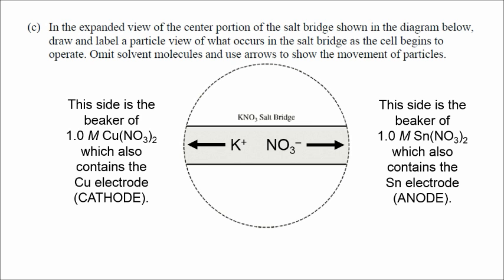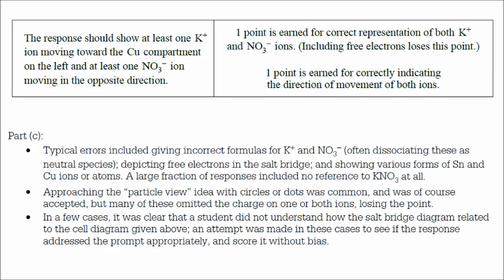In my official answer key from the College Board, it says that the response should show at least one K+ ion moving toward the copper compartment on the left, and at least one NO3- nitrate ion moving in the opposite direction. Typical errors on this question were students giving incorrect formulas for potassium and nitrate, often dissociating them as neutral species, depicting free electrons in the salt bridge, and showing various forms of tin or copper. A large fraction of responses included no reference to potassium nitrate at all. So if they didn't have the charge on the ions, they lost the point here.